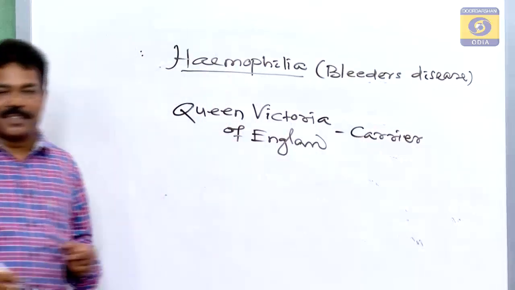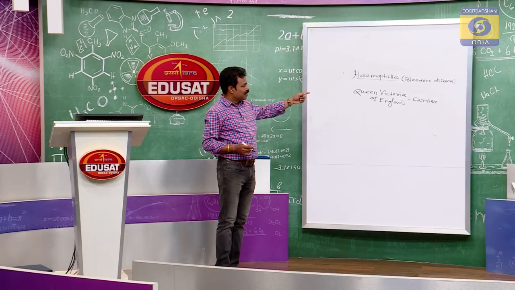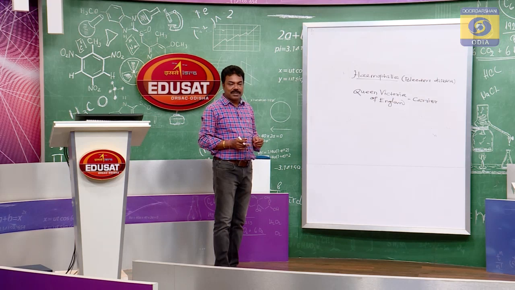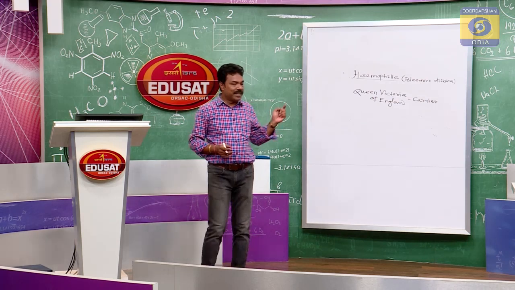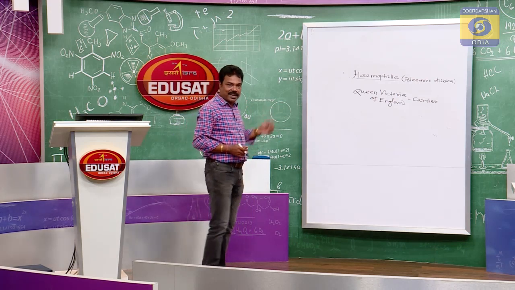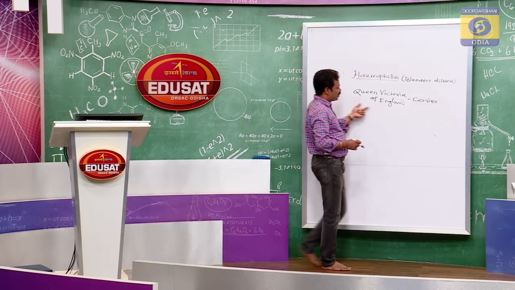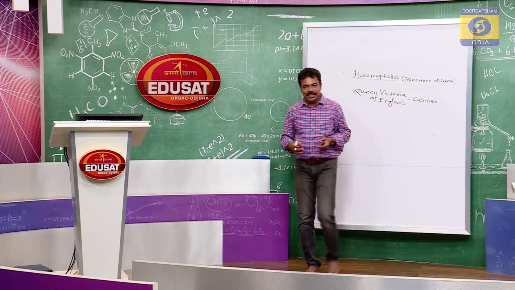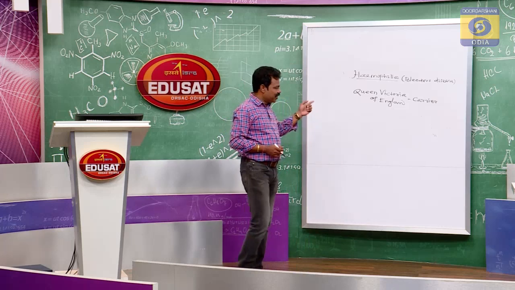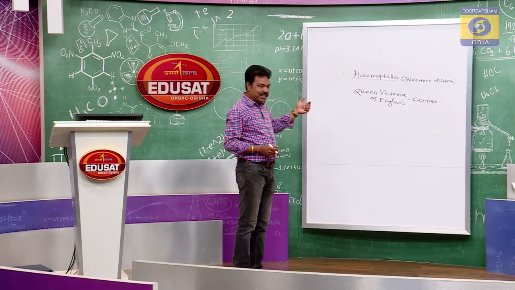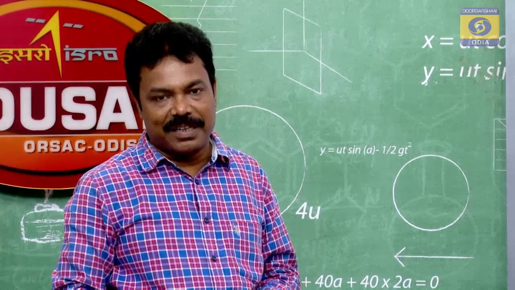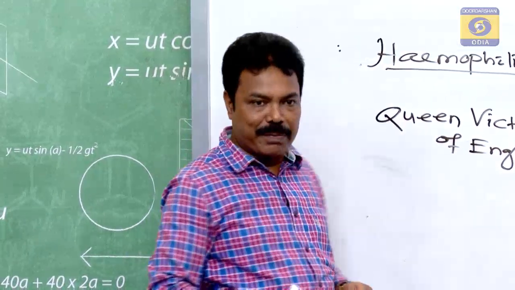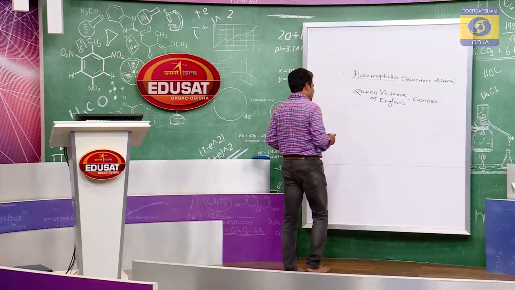of this disease, right? She passed the harmful recessive gene to her sons and daughters, and you know, the son of Queen Victoria, Leopold, died because of hemophilia at the age of 30, right? Some of her daughters were also carriers. After marrying into royal families of Europe, that disease spread to Russia, Spain and Germany. The pedigree of hemophilia in the royal family of Europe was described by Haldane.